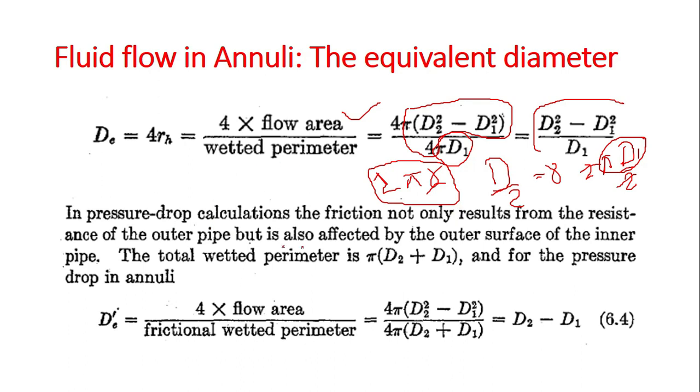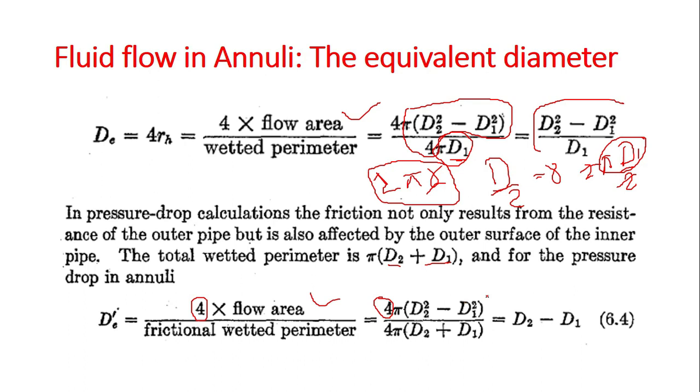Similarly, in the pressure drop calculations, the friction results not only from the resistance of the outer pipe, but it is also affected by the outer surface of the inner pipe. So the total wetted perimeter will become equal to, previously we have just used the circumference of the inner pipe, but here we have used the inner and the outer pipe. This is the equivalent diameter. The formula is same. This is the 4 which comes from here.